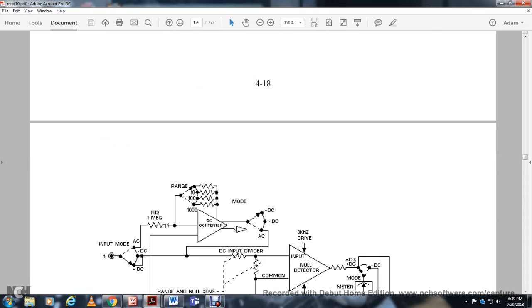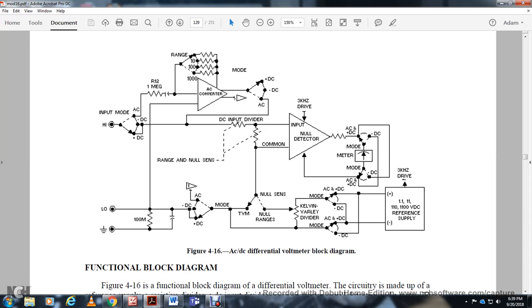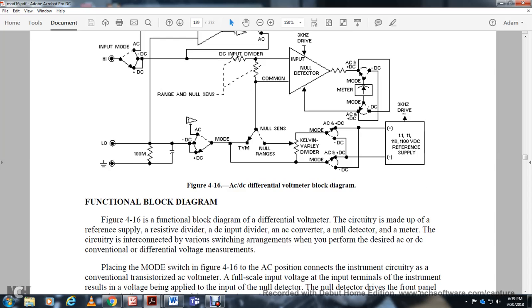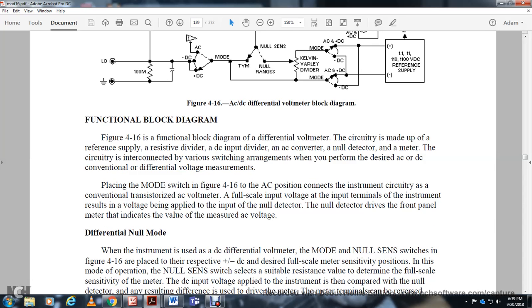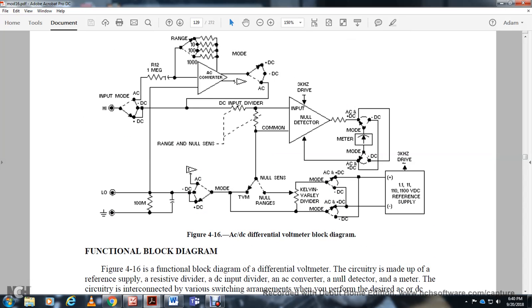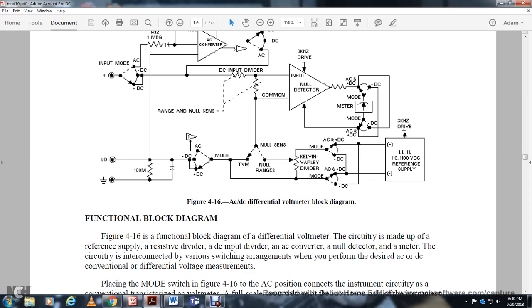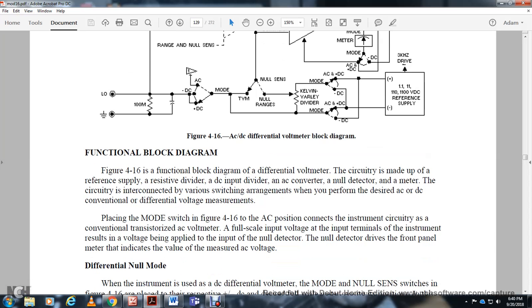This is the AC differential voltmeter functional block diagram. Figure 4-16 is the functional block diagram of the differential voltmeter circuitry, made up of the reference supply or resistive divider, DC input divider, AC converter and null detector, and a meter. The circuitry is connected by various switching arrangements to perform the desired AC, DC, conventional, and differential voltmeter measurements. Placing the mode switch in the AC position, the instrument circuitry connects the transistorized AC voltmeter to the input voltage terminals of the instrument.